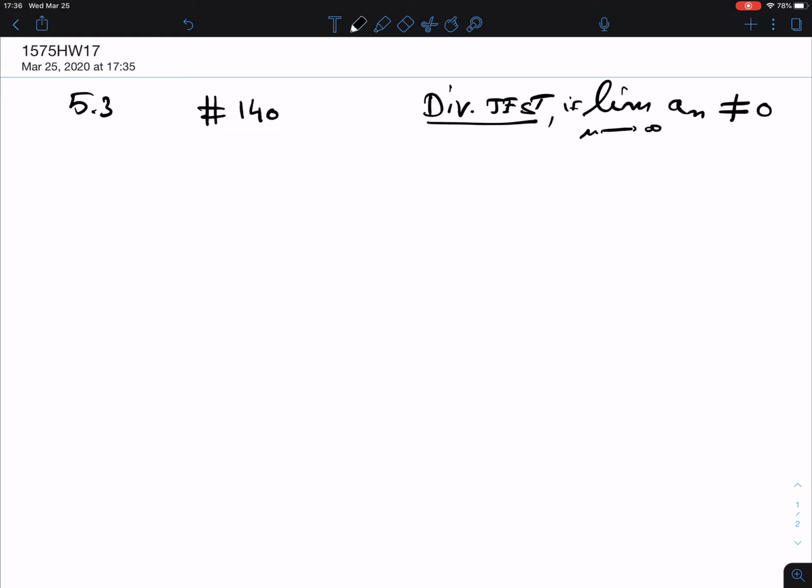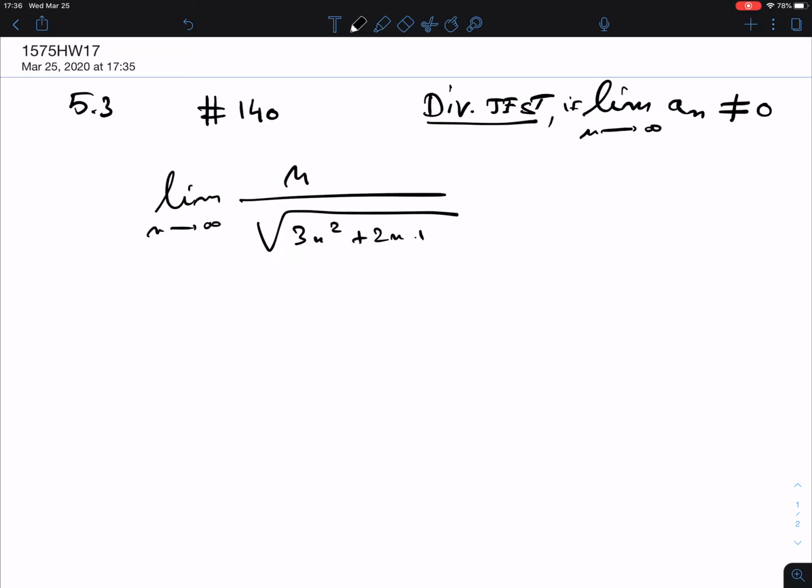Okay, so here's the example of 140. We have to take the limit as n goes to infinity of n divided by the square root of 3n squared plus 2n plus 1. I chose this one because it might be a little harder to calculate the limit. If I plug in infinity, I get infinity over infinity, which is obvious. L'Hopital's rule is an option, but it doesn't work that well.